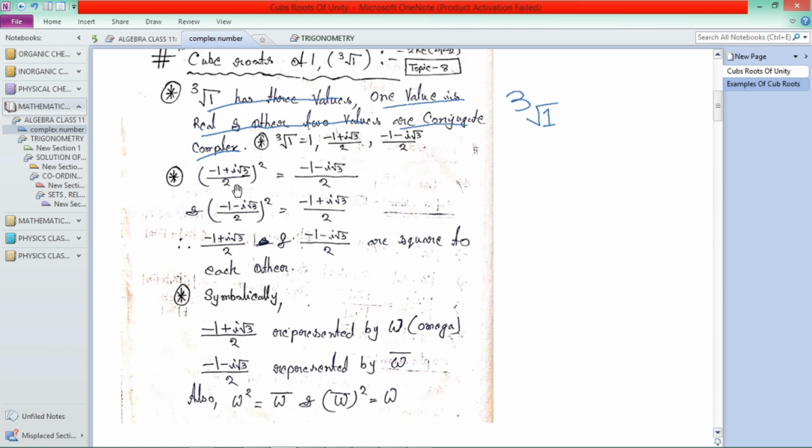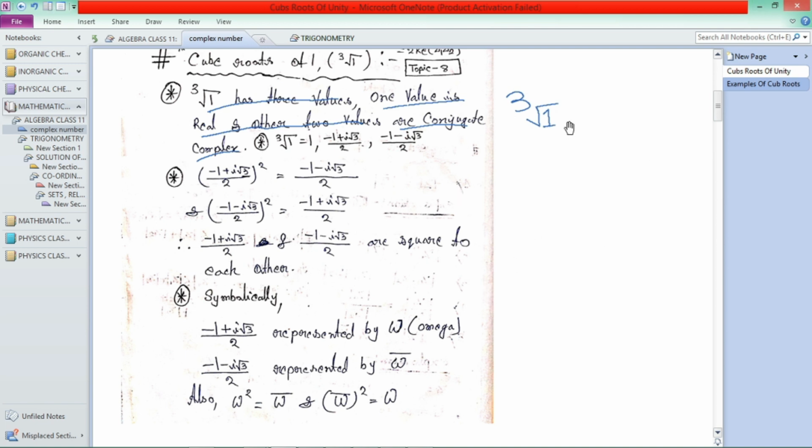The whole square of minus 1 plus i root 3 by 2 equals minus 1 minus i root 3 by 2, and the whole square of minus 1 minus i root 3 by 2 equals minus 1 plus i root 3 by 2. So minus 1 plus i root 3 by 2 and minus 1 minus i root 3 by 2 are squares of each other. So cube root of 1 has 3 values: 1, minus 1 plus i root 3 by 2, minus 1 minus i root 3 by 2. Symbolically, minus 1 plus i root 3 by 2 is represented by omega, and minus 1 minus i root 3 by 2 is represented by omega bar.